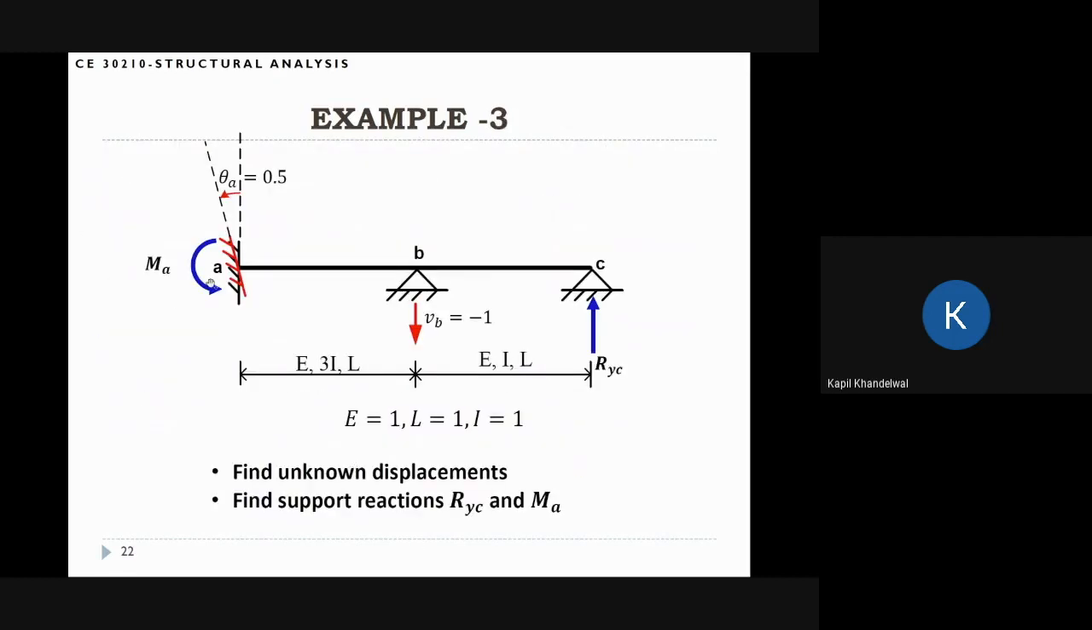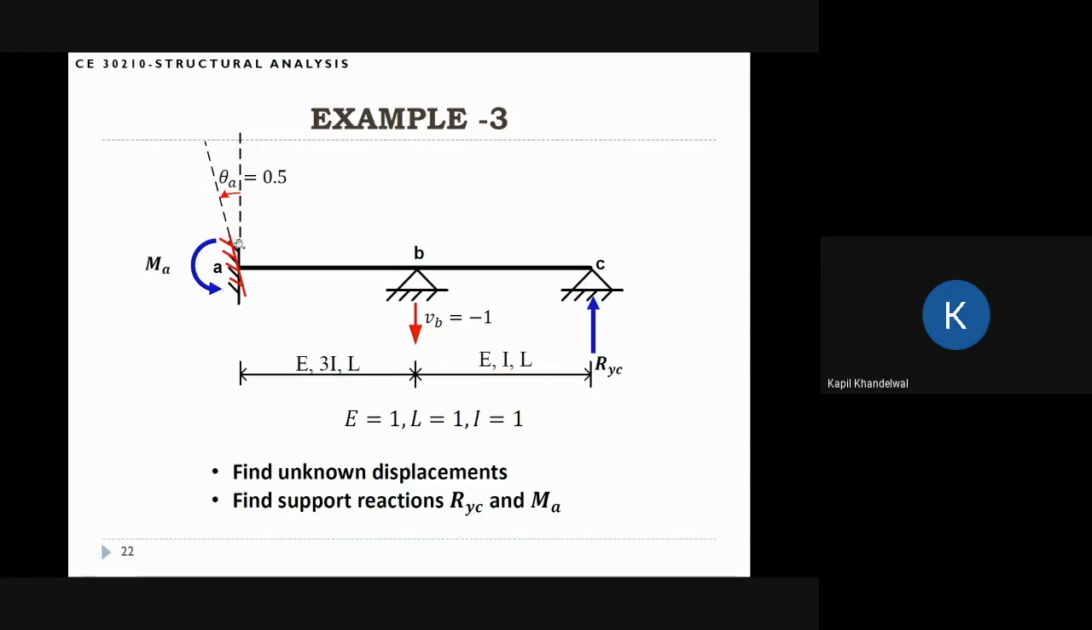So one span is AB, the next span is BC. The end A is fixed. At B and C, they are like hinge supports here. So at B, actually the node at B is allowed to rotate, and again at C, rotation is allowed.